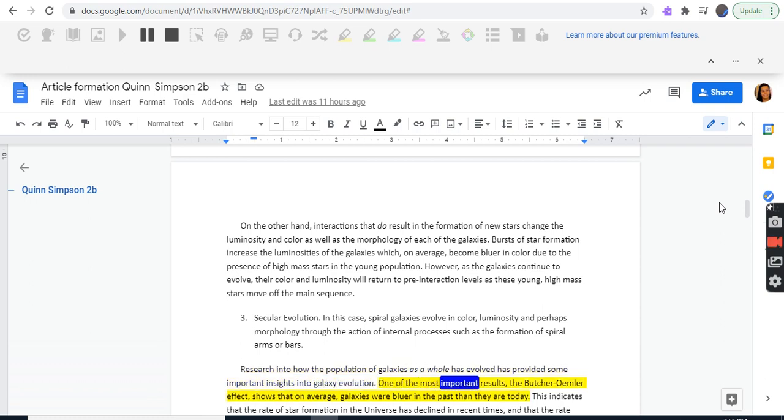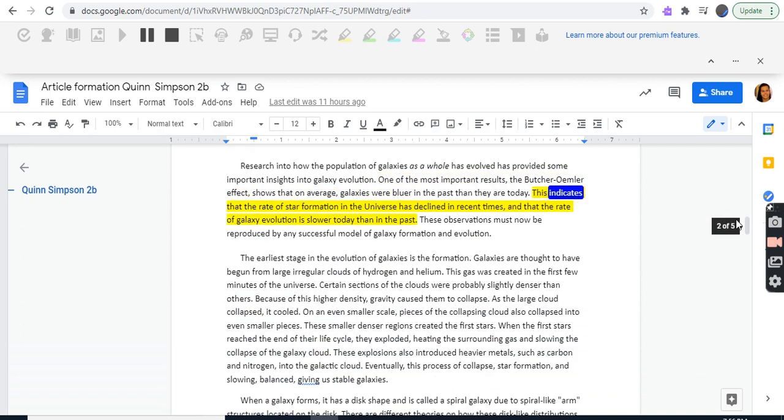One of the most important results, the Butcher-Oemler effect, shows that on average, galaxies were bluer in the past than they are today. This indicates that the rate of star formation in the universe has declined in recent times, and that the rate of galaxy evolution is slower today than in the past. These observations must now be reproduced by any successful model of galaxy formation and evolution.